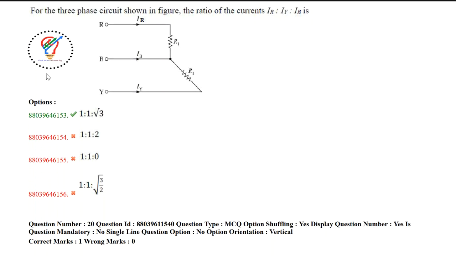Next question, so standard question here. This question also I discussed in my previous videos. This is a GATE 2005 electrical engineering question. For the three-phase circuit shown in the figure, the ratio of the currents IR, IY, IB is 1:1:root 3.